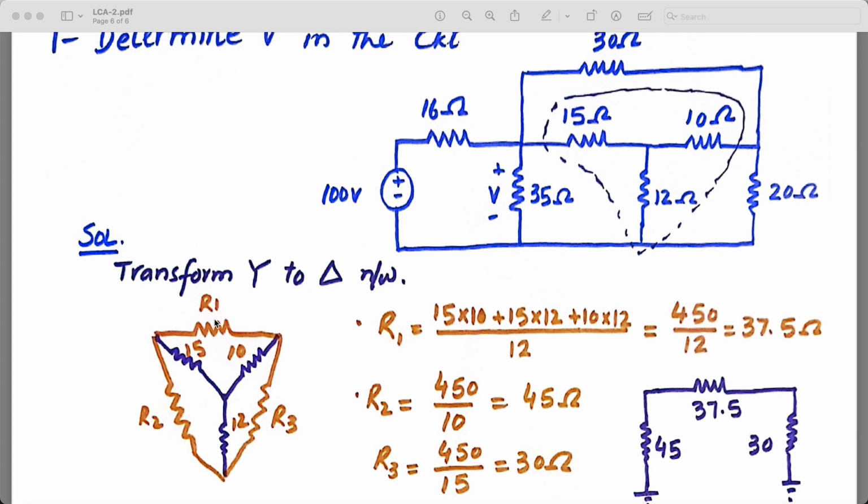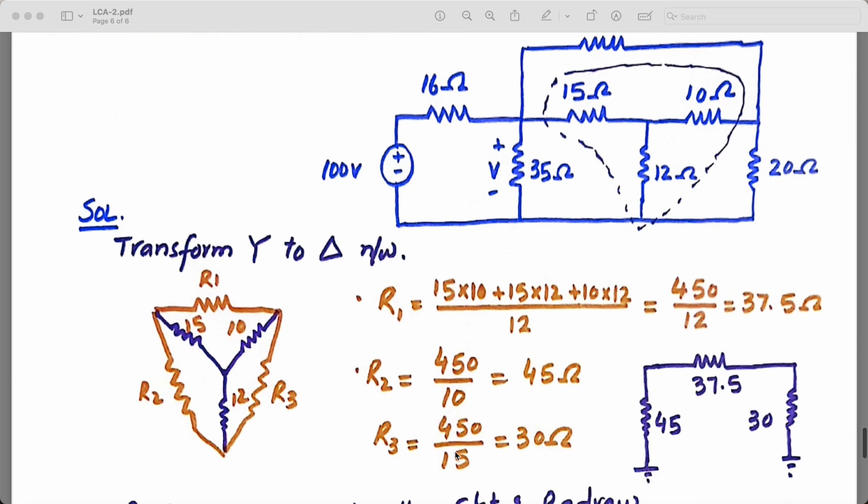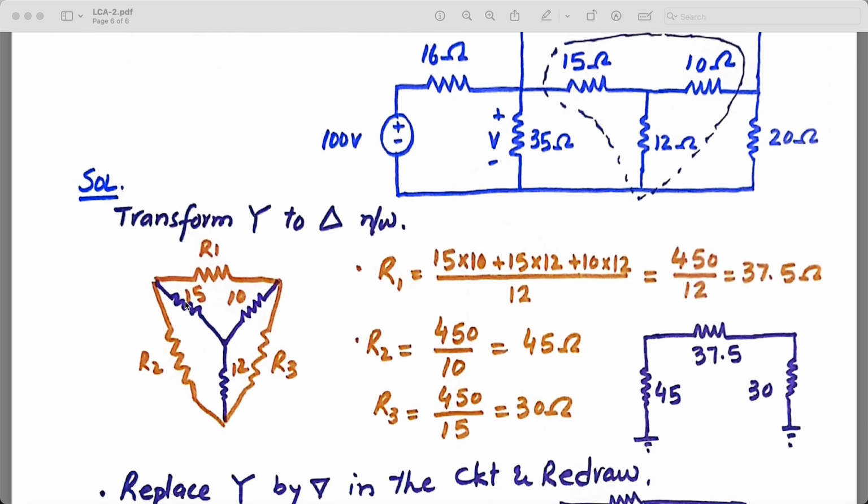For this R1, you can easily say it is the combination of the product of these resistors divided by the adjacent resistor, that is 12. So the answer is 37.5 ohm. To calculate R2, the same 450 divided by the adjacent component, which is 10 ohm, so the answer is 45. To calculate R3, the product of all the combinations, that is 450, divided by the adjacent component, that is 15 ohm. The answer is 30 ohm.